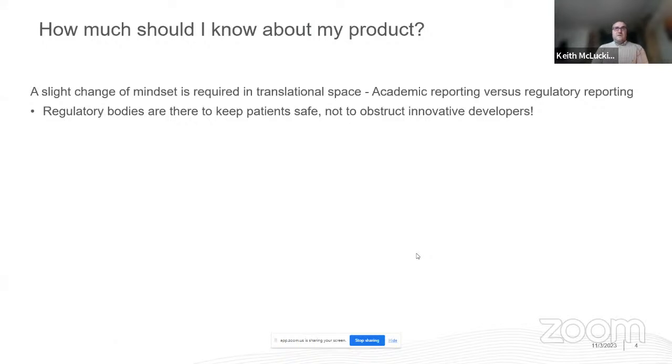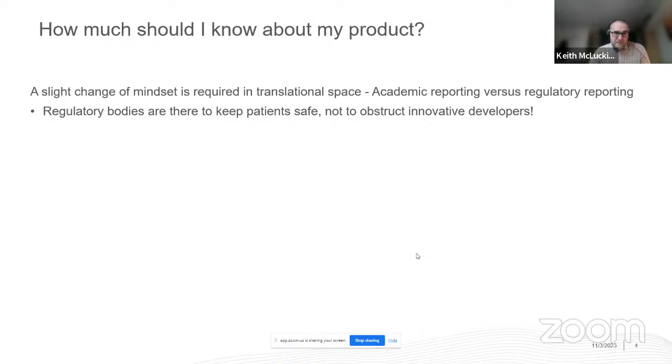So, how much should you know about your product? Really, a slight change of mindset is required in the translational space. From an academic point of view, it may be all about fancy graphics to put in a Nature paper, which everyone is essentially pushing for. But from a regulatory point of view, it's not about the graphics, it's about the standard modeling. And realistically, it's a yes, no.